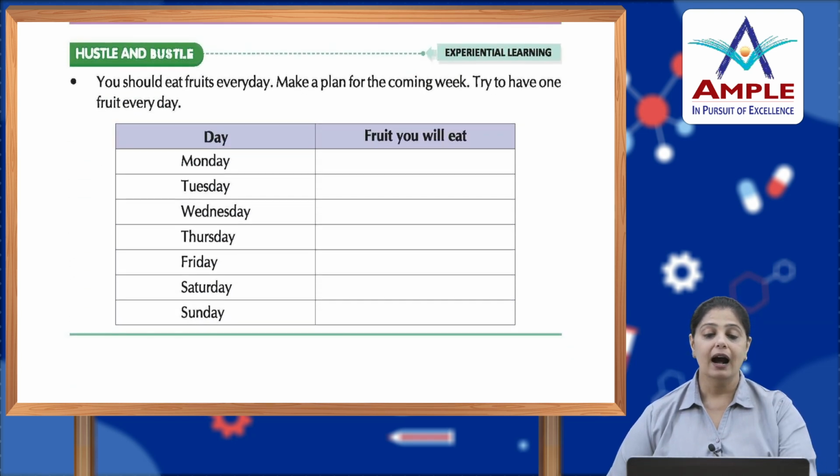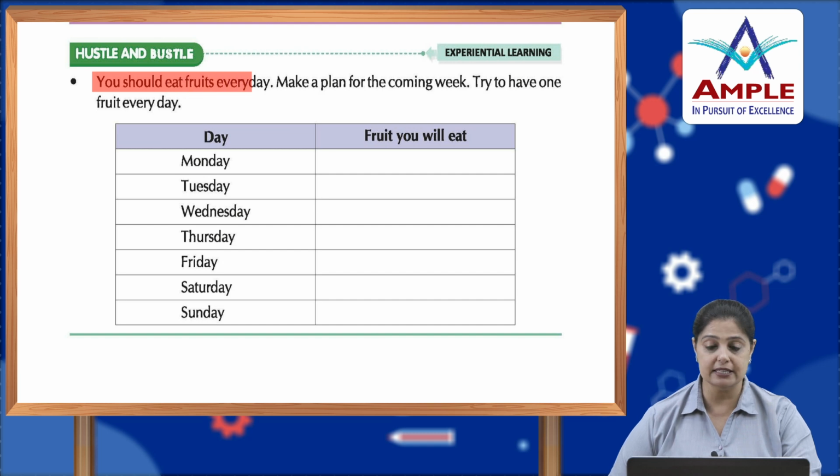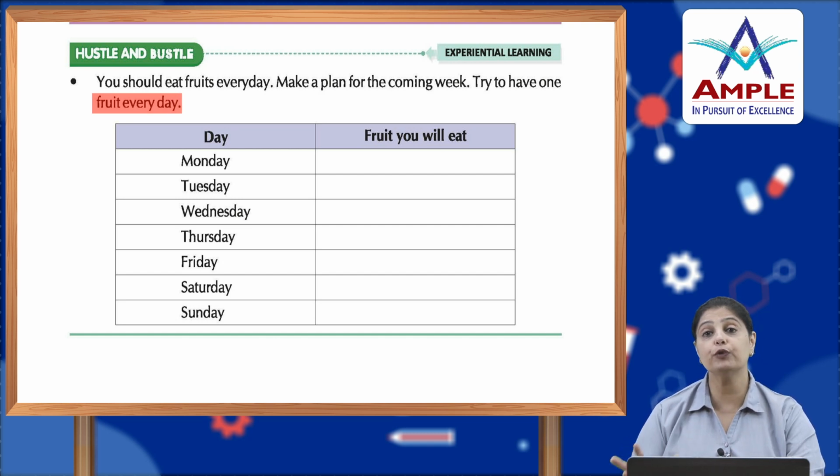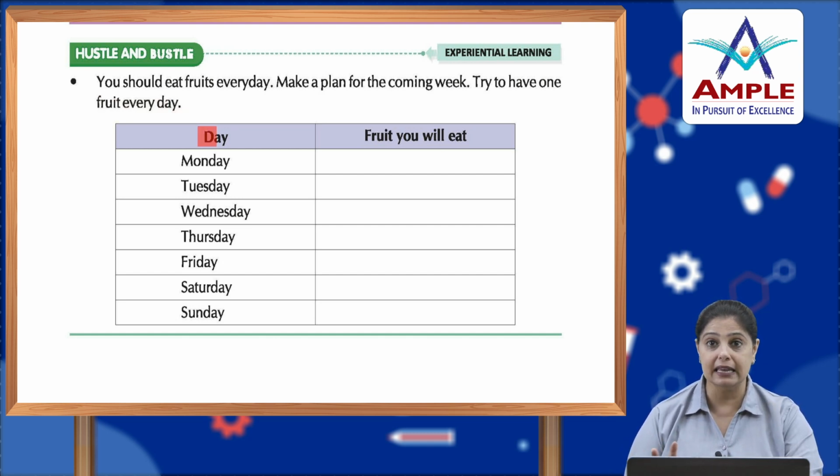Alright? Now, hustle and bustle. You should eat fruits every day. Make a plan for the coming week. Try to have one fruit every day. Okay? So, now you have to make your own plan and decide which fruit you're going to have on what day. Okay? So, Monday to Sunday you can make a chart and then write the fruits that you would love to have on an everyday basis. Alright.